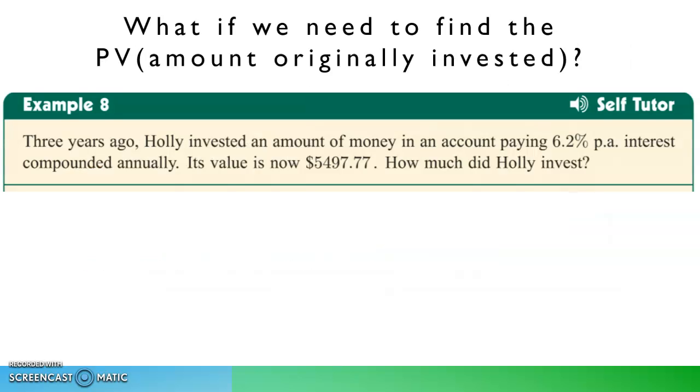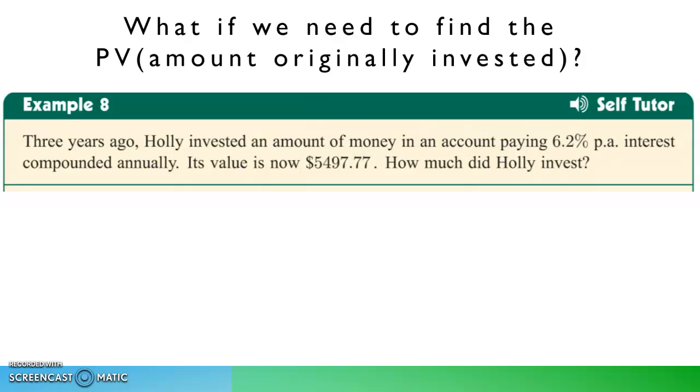What if we need to find the present amount? What do we do if we need to find the amount originally invested? We know what the future value is. We know that Holly invested an amount of money at 6.2% per annum, compounded annually, and she now has $5,497.70 in her bank account. How much did Holly invest originally?